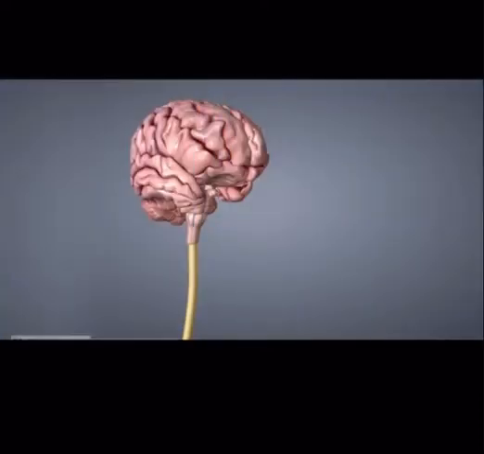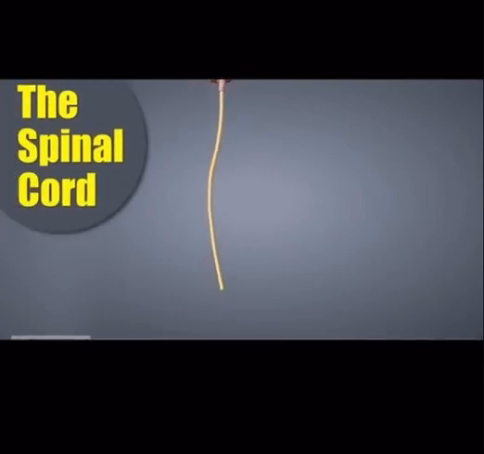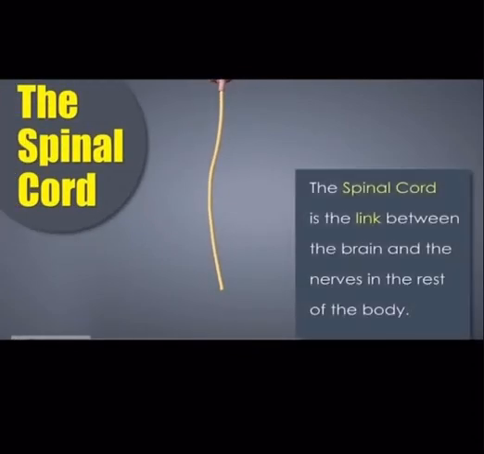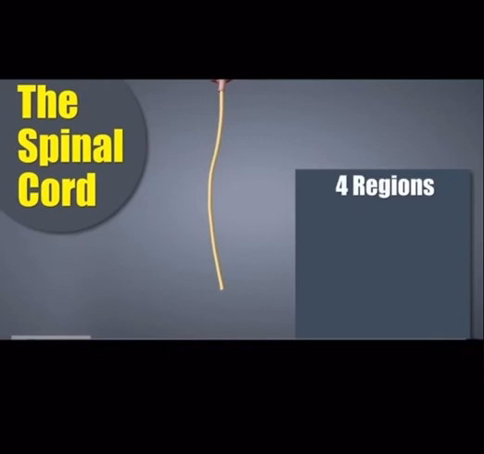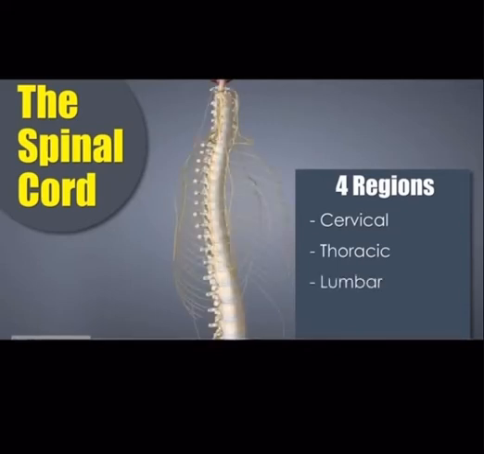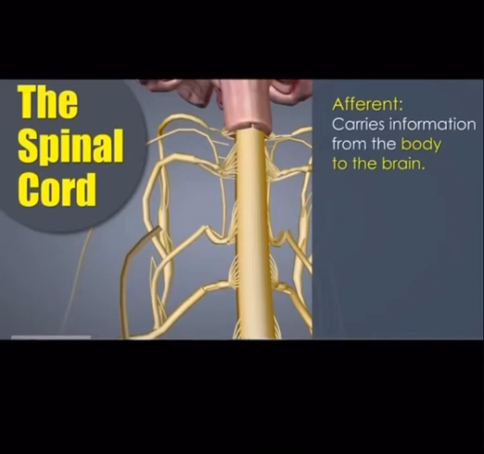Let's take a look at the other half of the central nervous system, the spinal cord. The spinal cord links the brain and the rest of the body. The spinal cord is divided into different regions: cervical, thoracic, lumbar, and also afferent and efferent spinal nerves, which emerge from the peripheral nervous system, and the afferent spinal nerves are responsible for carrying information from the body to the brain.